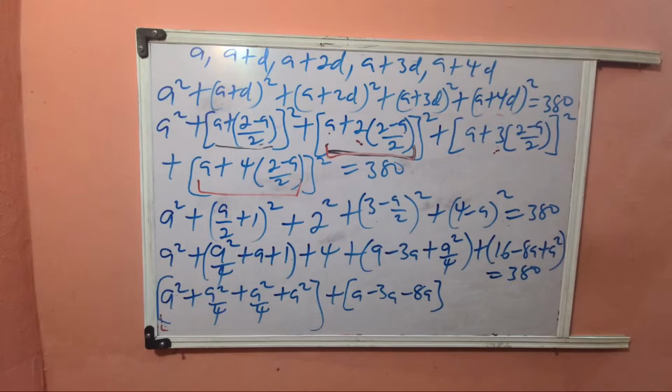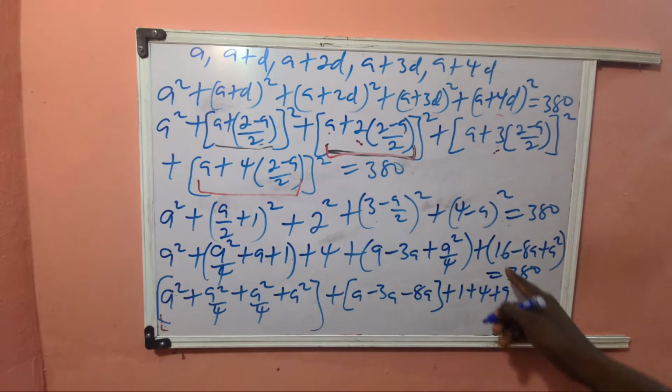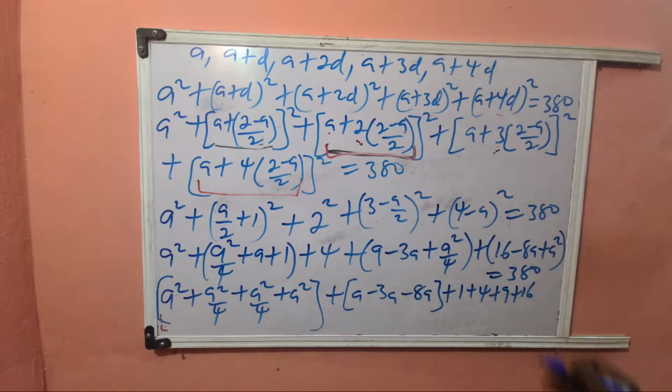Then let's look for the constant term. The constant term, I can see 1 here, so we have plus 1. I can see 4 here, plus 4. I can see 9 here, plus 9. I can see 16 here, plus 16. All of this is equals to 380. Making sense, right? That's how easy it is.